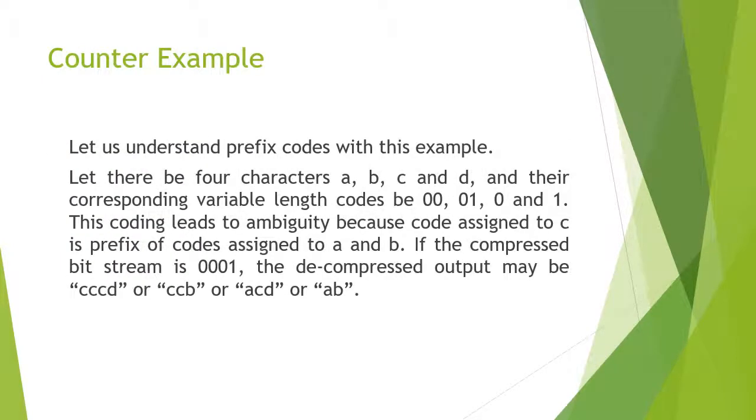So let us take an example to understand more clearly what a prefix code is. Let's consider four characters A, B, C and D with the codes 00, 01, 0 and 1. That is, the character A is assigned the code 00, B is assigned the code 01, C is assigned the code 0, and D is assigned the code 1.